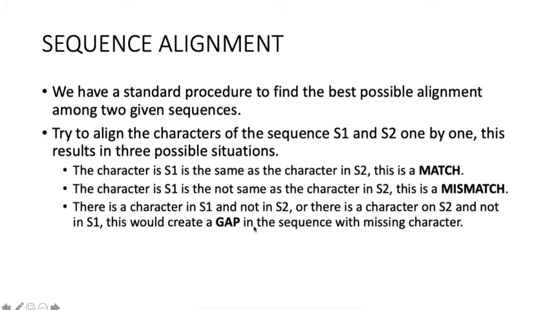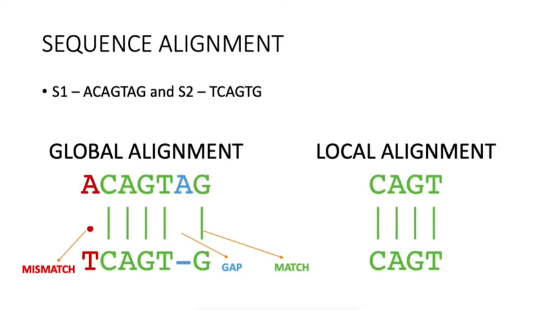So using this algorithm, for these two sequences, there's a concept of global alignment and local alignment. In global alignment, they try to align the whole sequences one over the other. And in local alignment, they just try to align the best possible part that aligns of these two sequences.